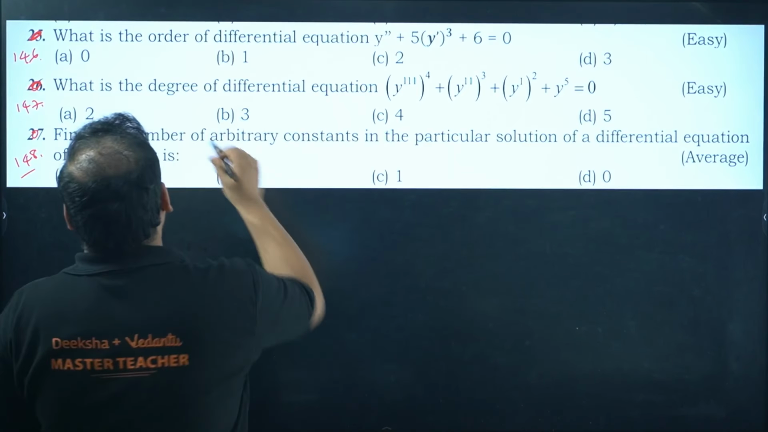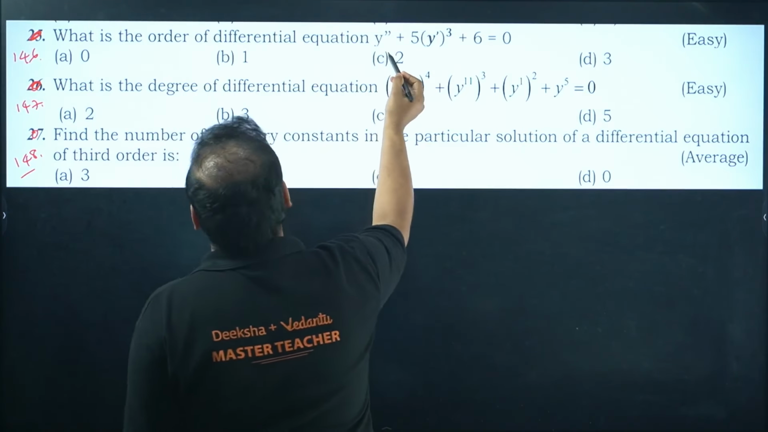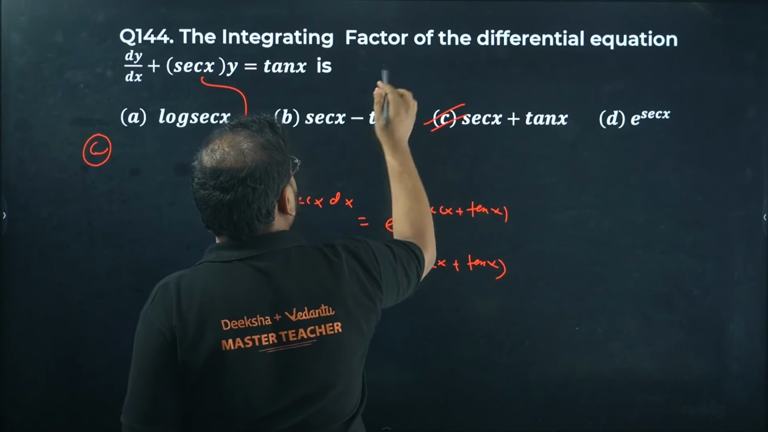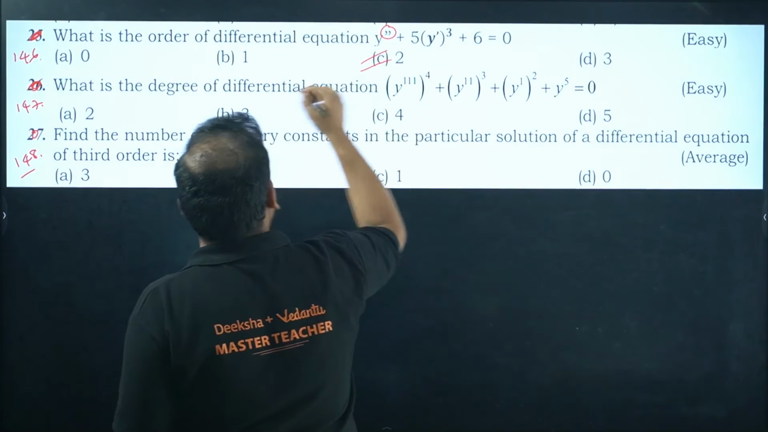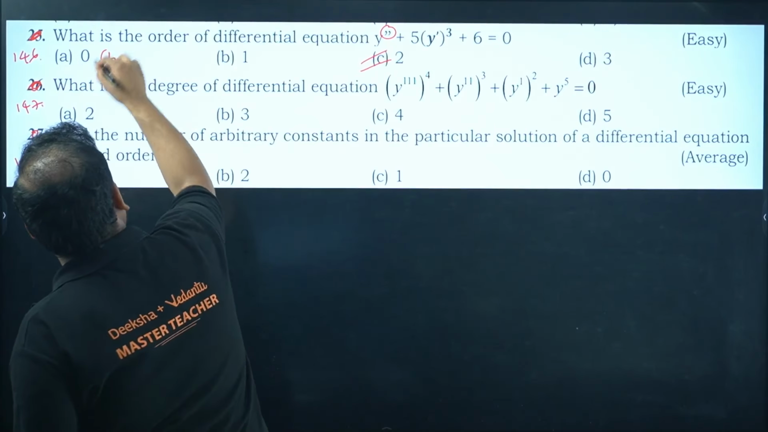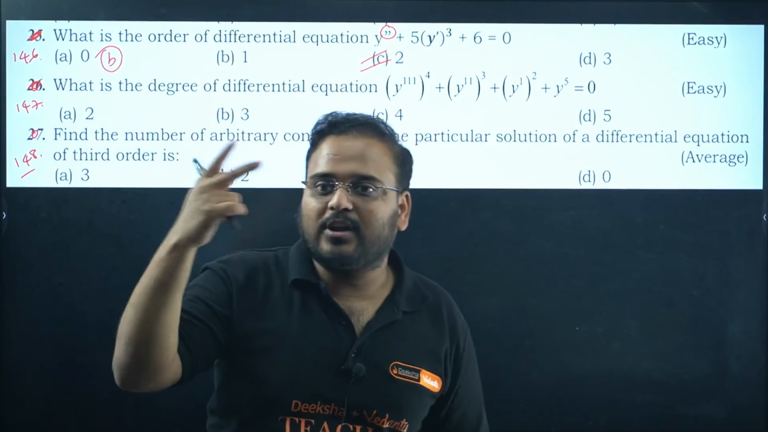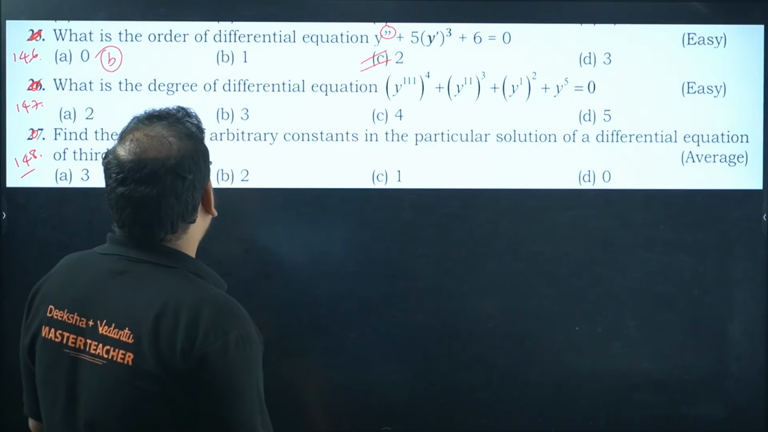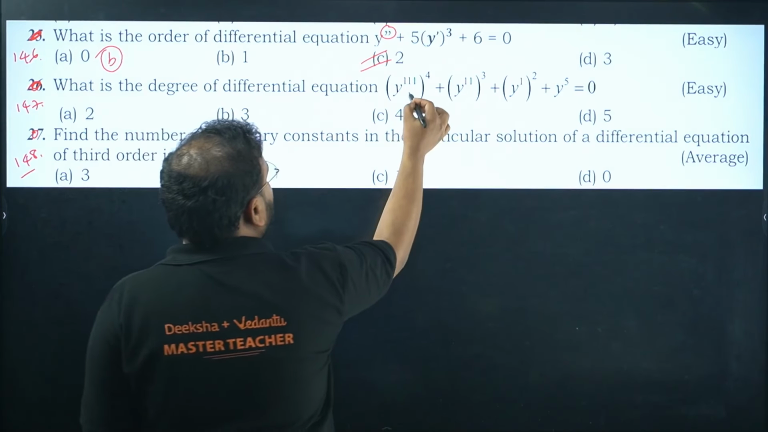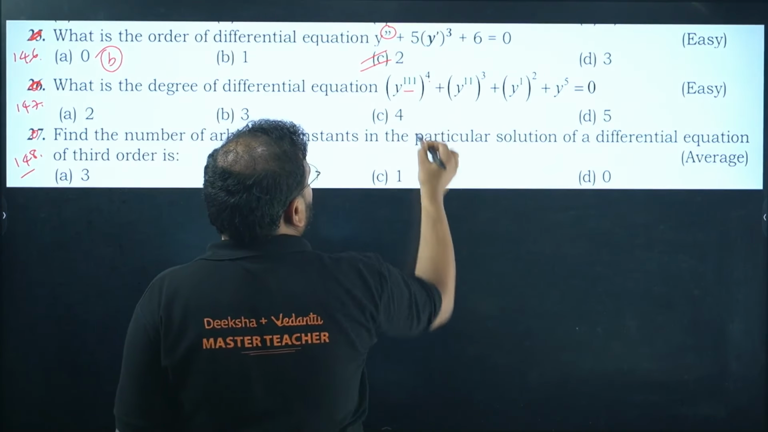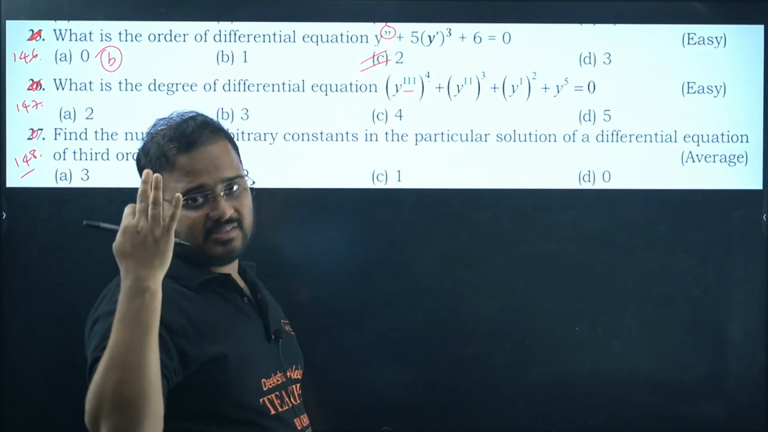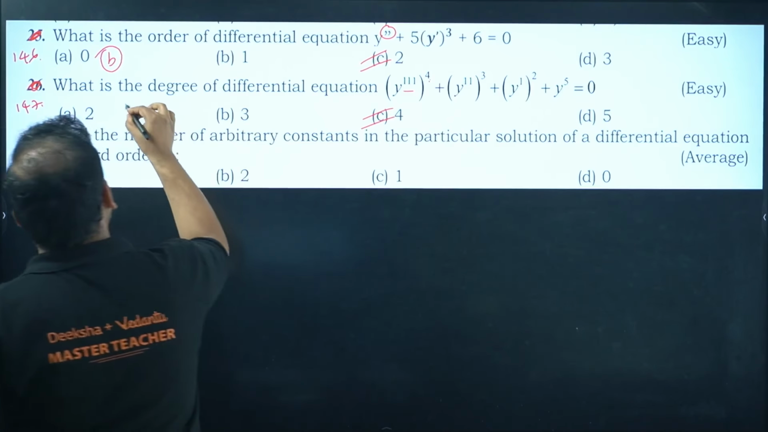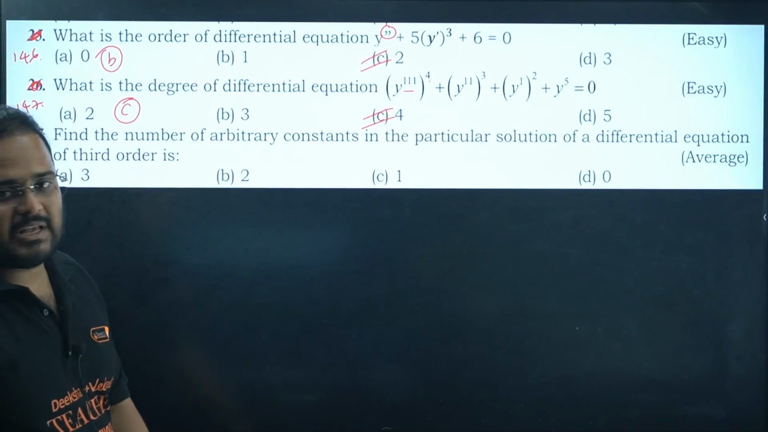Let me solve this. Differential equation of this, looking for order. Highest derivative is what? Y double dash means 2. So the answer is B. Highest order is what? 2. So order is 2. Degree of the differential equation: the highest derivative is the third one. We have y double dash, y triple dash means third is the derivative. Power is 4. That is the degree. So the option is C. Next one.